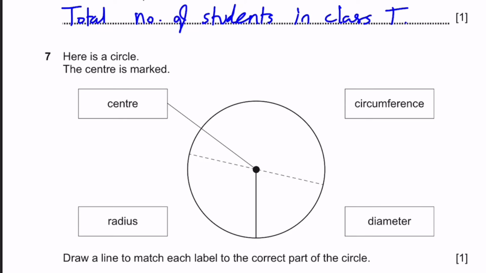Question 7. Here's a circle. The center is marked. Draw a line to match each label to the correct part of the circle. The radius. That is a line extending from the center to a point on the circumference. So we can see that radius goes over here.